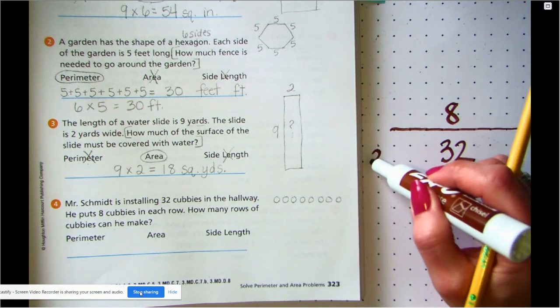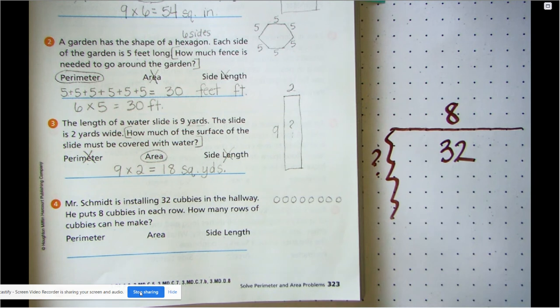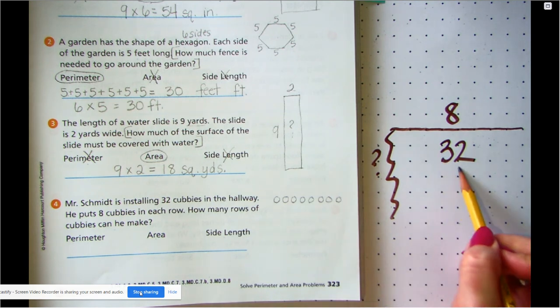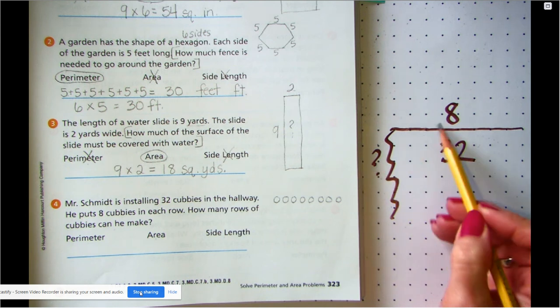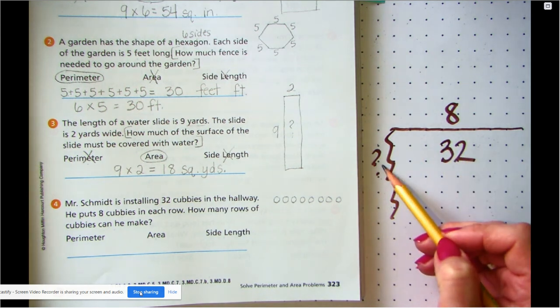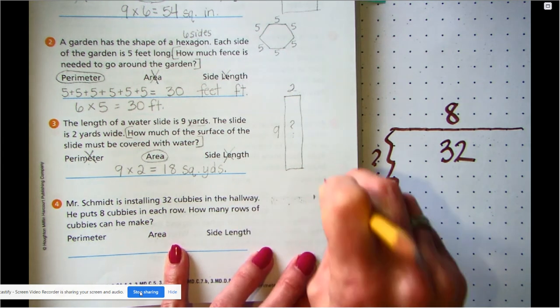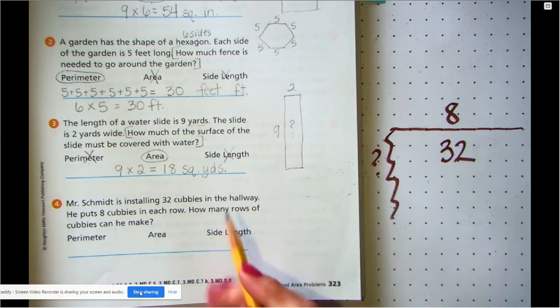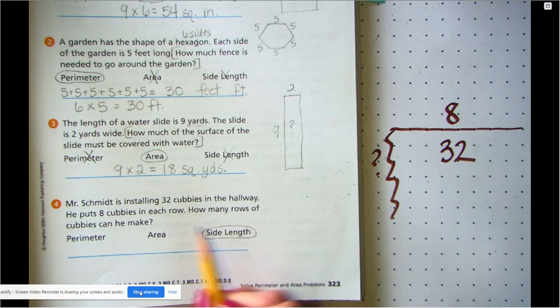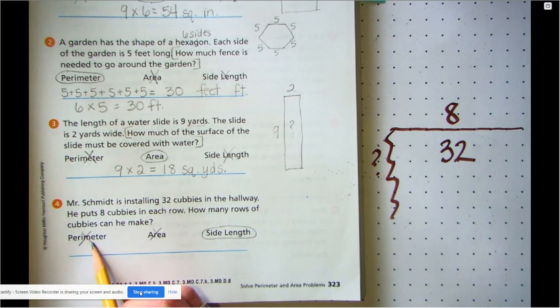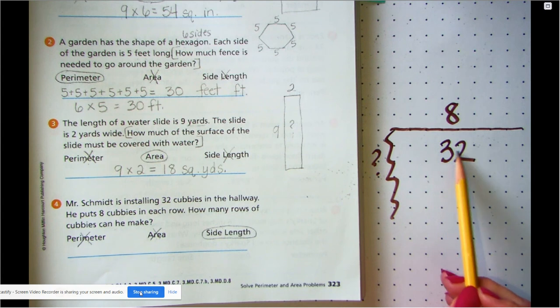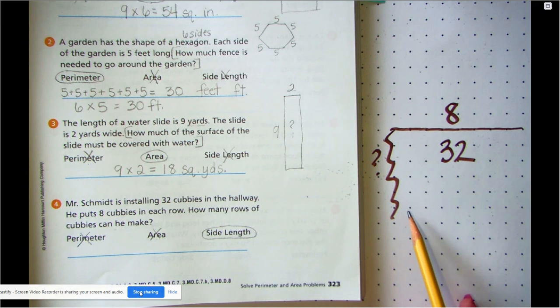Okay. How do I find this side? I don't know how long it is. How do I find that? When I find the area on the inside, remember, I multiply. So we've talked about what's the opposite of multiplying? It's dividing, right? So we're going to divide to find our missing side length. Okay, so this is a side length question, not perimeter, not area, right? They've given us the area really on the inside. We don't need to know anything about the perimeter. They're not asking us that.